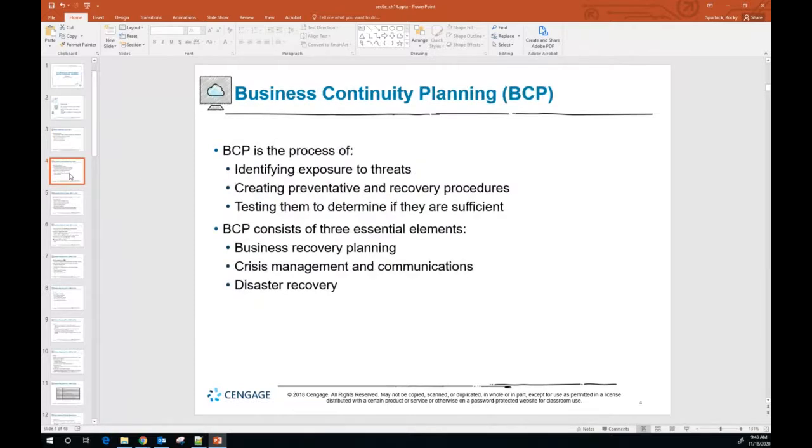The BCP is the process of identifying exposure to threats, creating preventative and recovery procedures, and then we also need to test them to determine if they are sufficient. Do they work? And this will consist of three essential elements. Okay, we have our business recovery planning, crisis management and communications, and disaster recovery.